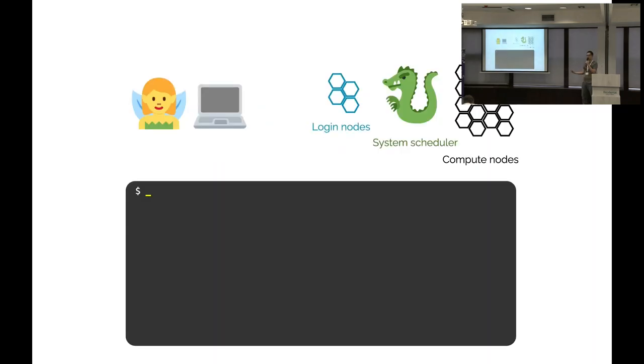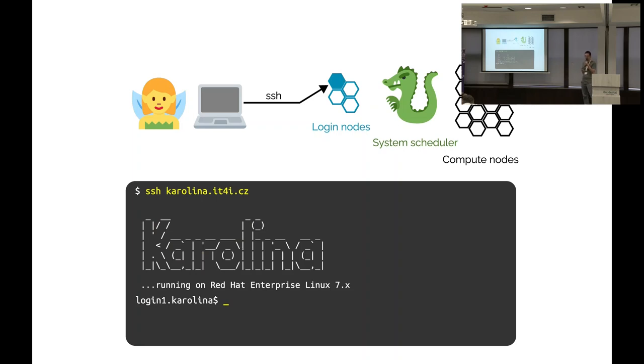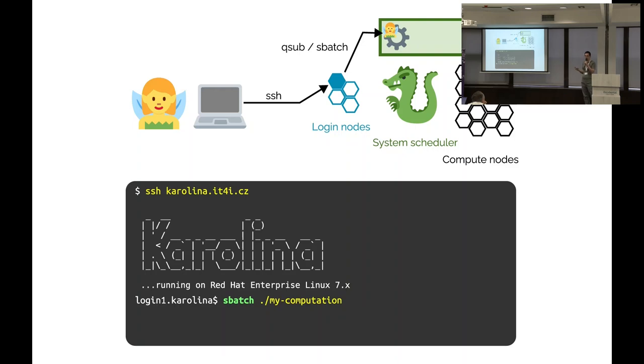So what does it look like when we want to actually execute something on such an HPC cluster? We SSH to the login node from our computer. We are greeted by some welcome message. And then we would like to execute something. But we cannot do it like this on the login node because the admins would be very angry with us. They are not designed for this. So instead, we need to go through Slurm, for example. So we use sbatch, we put our computation into the queue, and this queue will be shared with many other users of the same cluster.